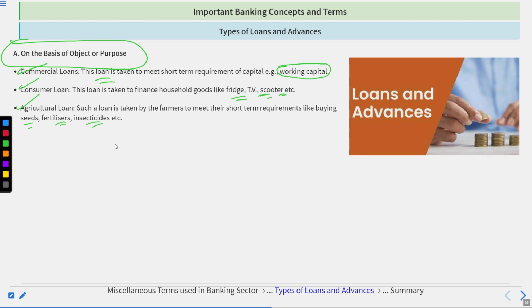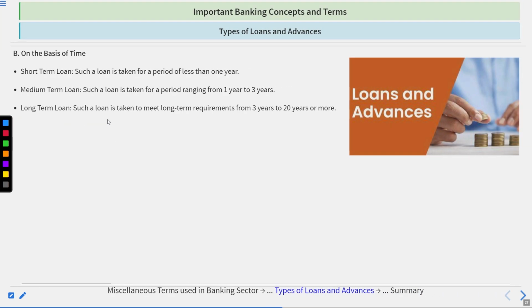seeds, fertilizers, insecticides, etc. On the basis of time: short term, when the loan is taken for less than 1 year. Medium term, when the loan is taken for a period of 1 to 3 years. Long term, when it is taken for 3 to 20 years or even more.